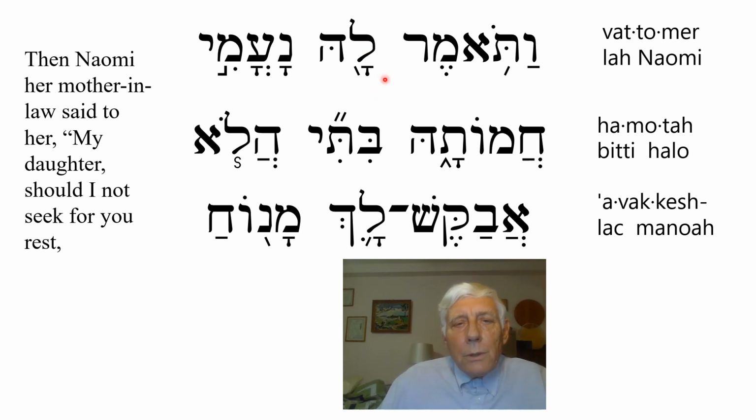Okay. Here's an interesting thing. You see this suffix with "to her." This is "to you." Yeah, this is the preposition "towards." This one is third person, and this one's second person. Okay. Avakesh lach, that I would seek for you, manoach. This is a Noach root word.